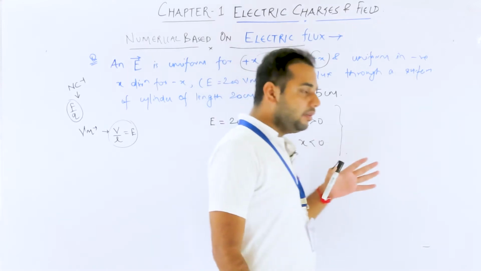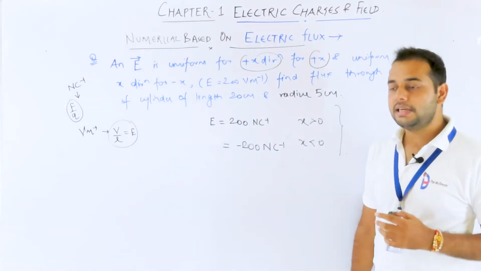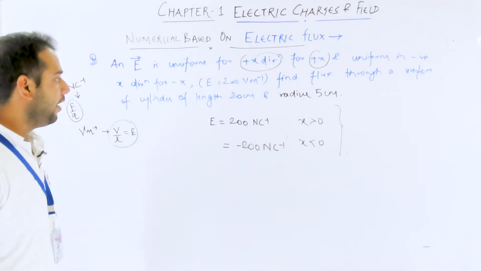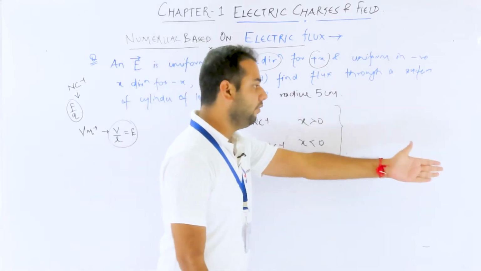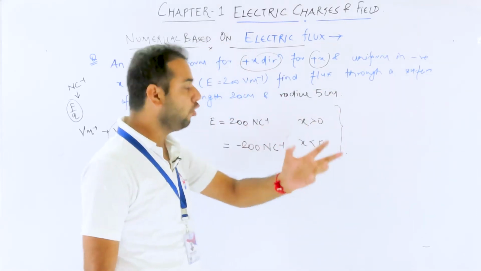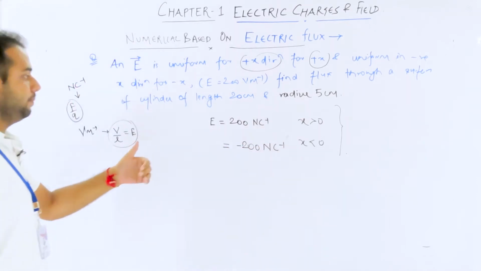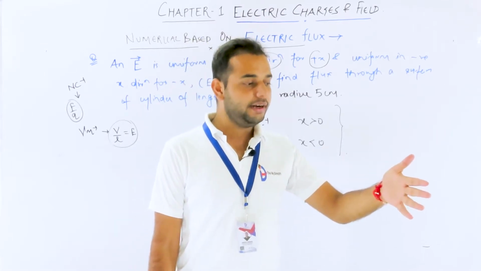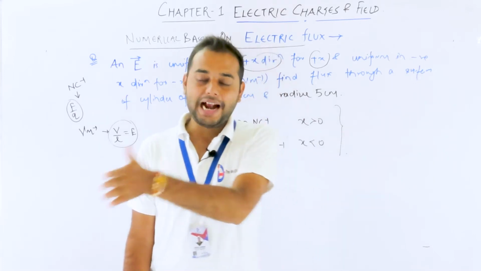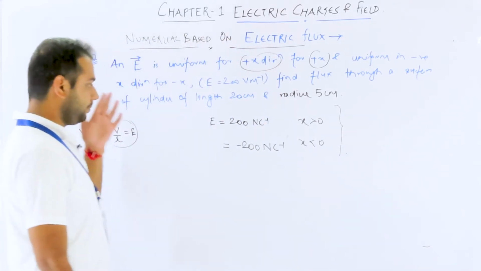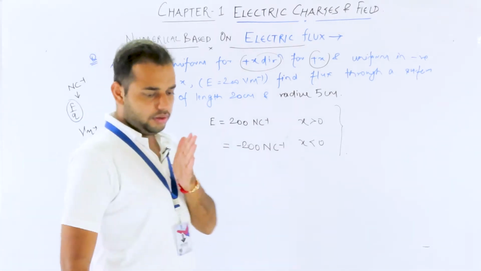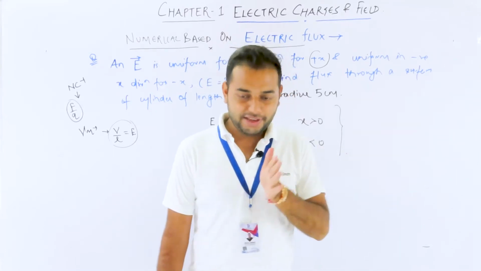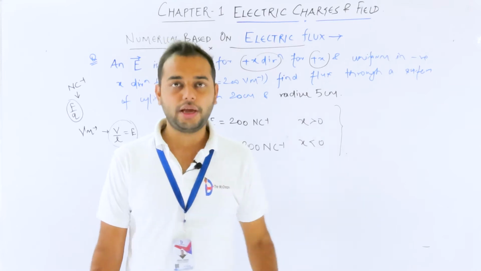Remember guys, this question is different from the previous one. In the previous example, when we calculated the electric flux through a cubic surface, we saw that the electric field was throughout in one direction, totally in the positive x direction. Whereas in this case, if this is my origin, on this side it is positive 200 Newton per coulomb, whereas on that side it is negative. Keep that in mind. Negative means, obviously, that if this is my origin, on this side of the origin the electric field is in the positive x direction, whereas on that side the electric field will be in the negative x direction. So keep that in mind.